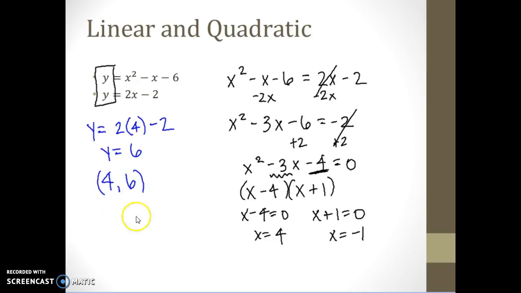Then I'm going to do the same thing with negative 1. So y equals 2 times negative 1 minus 2. 2 times negative 1 is negative 2. Negative 2 minus 2 is negative 4. So my other answer is negative 1, negative 4. So I have two solutions to this system.